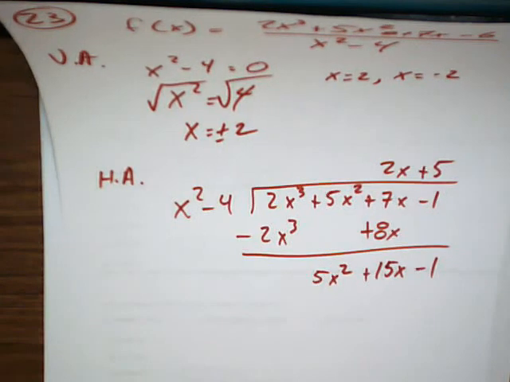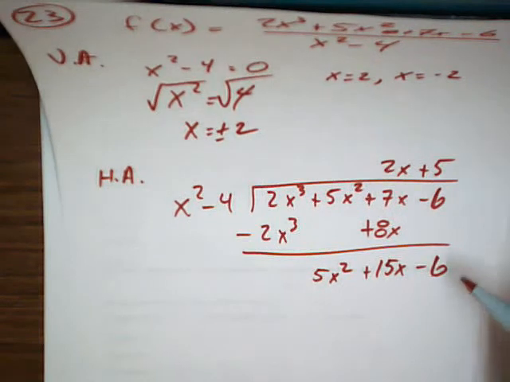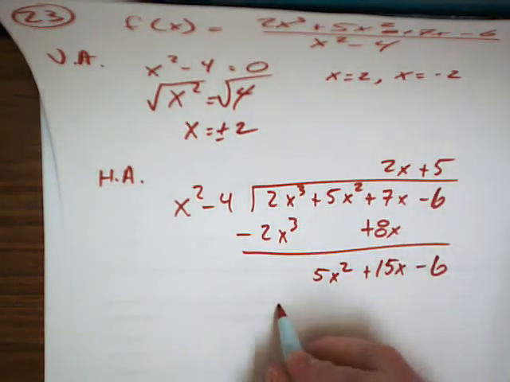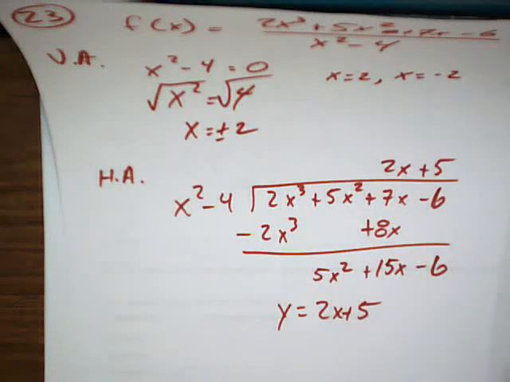Is that not what you got? Did you get minus 1? Oh, it was a 6. It was a 6, my bad. It didn't matter in the long run anyways. But since you get 2 terms, you can stop, and it's y equals 2x plus 5. And that's the oblique asymptote.